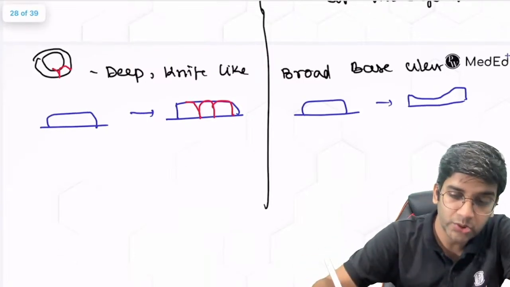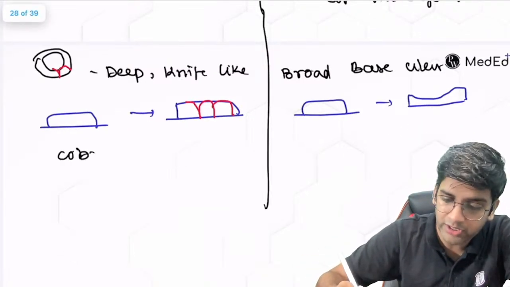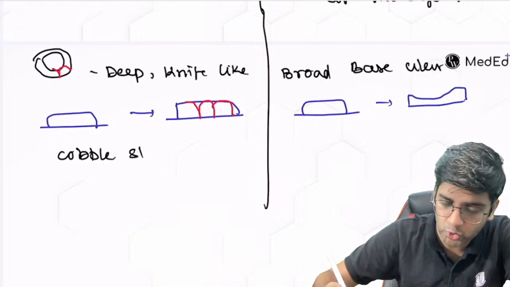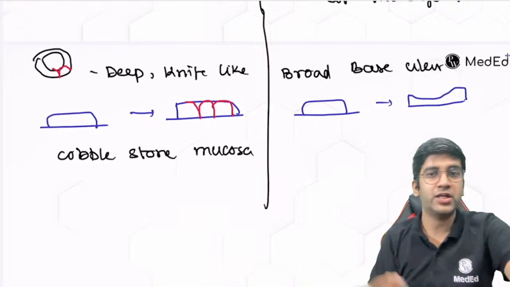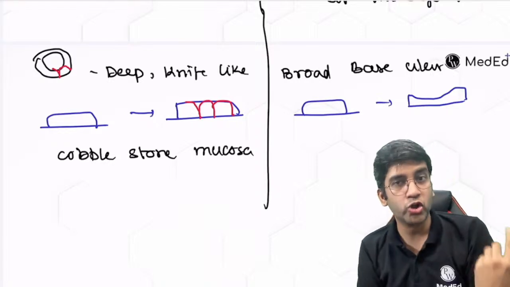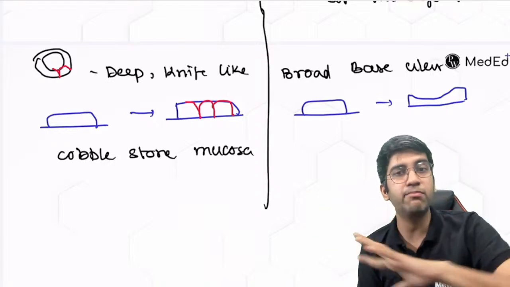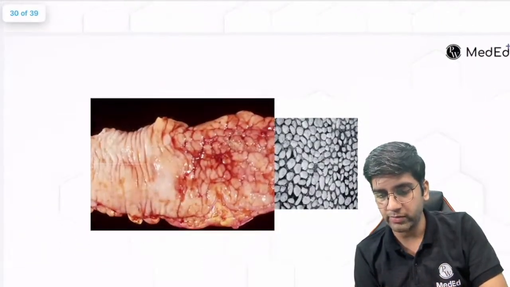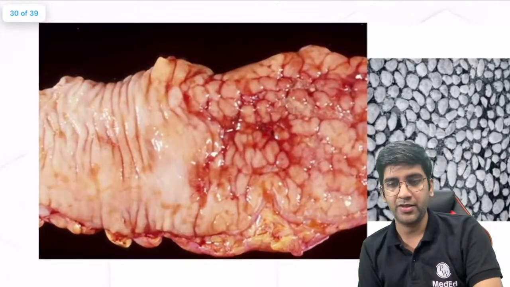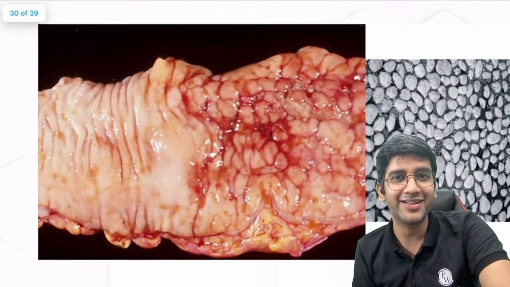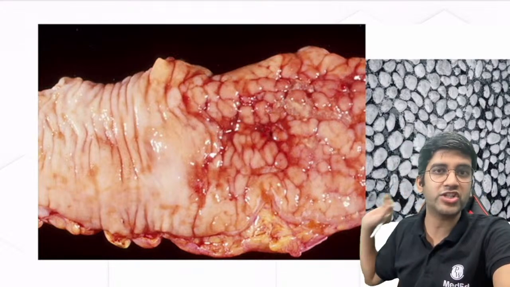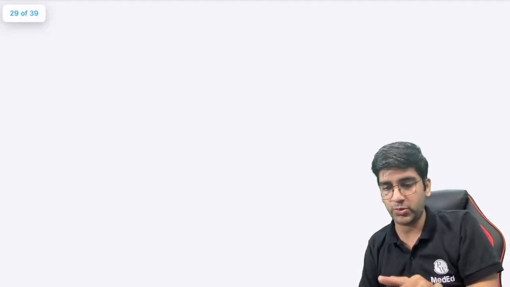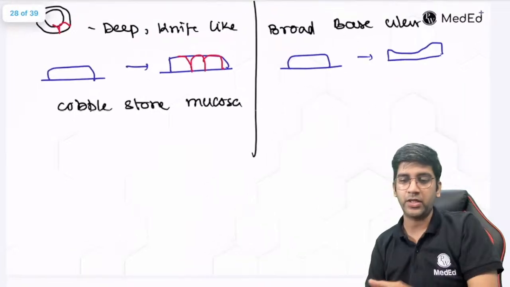So for the person who first saw it, it looked like a cobblestone mucosa. Cobblestone mucosa is a classical finding seen in Crohn's disease, and ulcerative colitis is a very broad-based ulcer, right? I'll just show you an image. That's a cobblestone mucosa. Maybe we should have named it Pav Bhaji Pan, right? It's extremely deep and cut. Looks like a cobblestone, fine? Okay, we know that as well. Let's go to the next point.